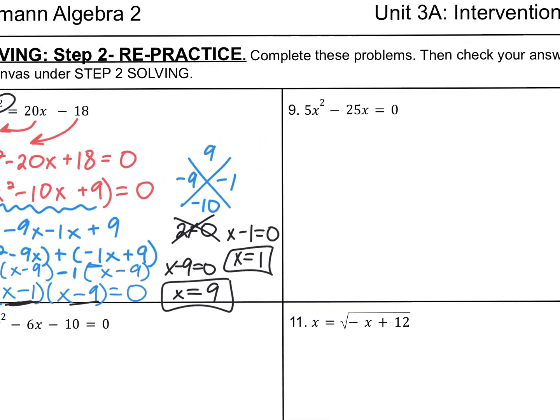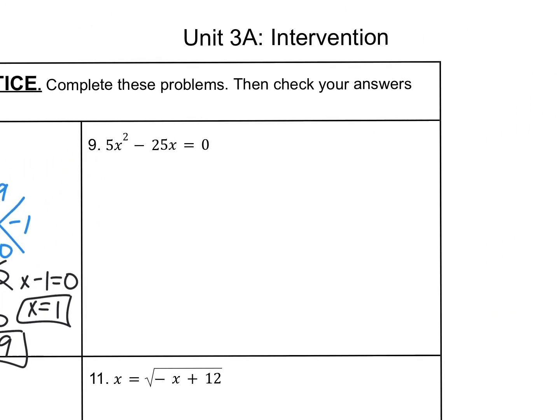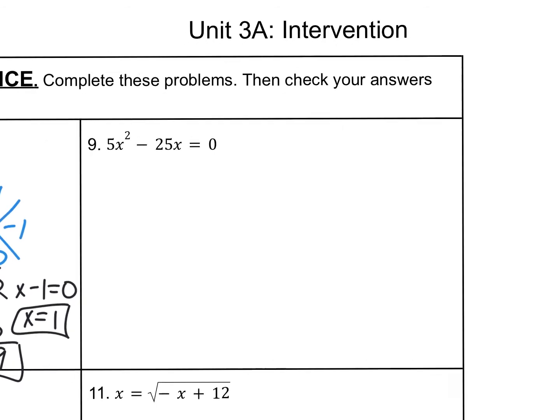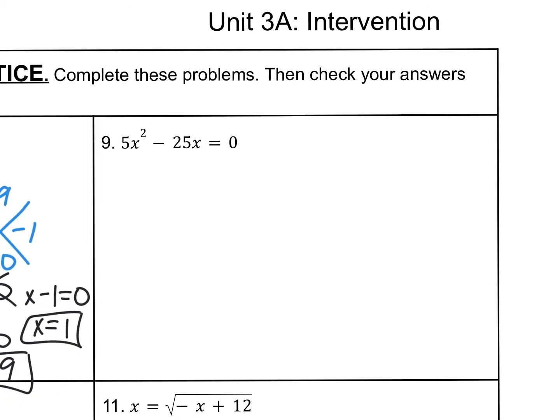Okay, moving on to number 9. A lot of people got confused on a problem like this on the test. So make sure we always check for a GCF first. Well, we move everything to one side, which is obviously already happened here. But then we check for a GCF. These both have a 5 and an x. When I take that out, I'm left with x minus 5, and I set it equal to 0. Okay, there's nothing left to do here. This is actually a pretty easy problem.